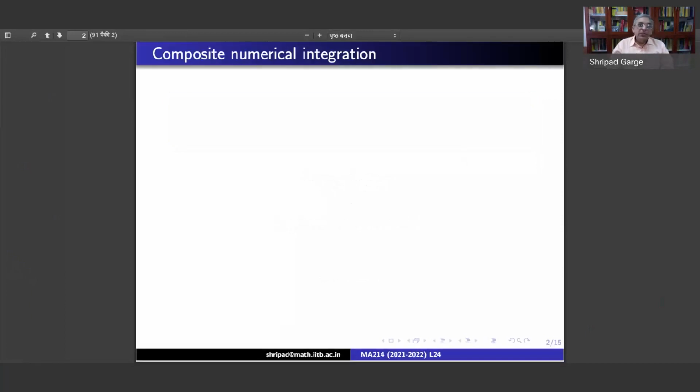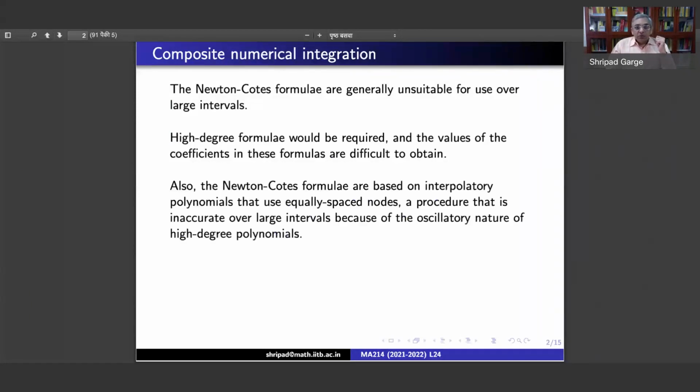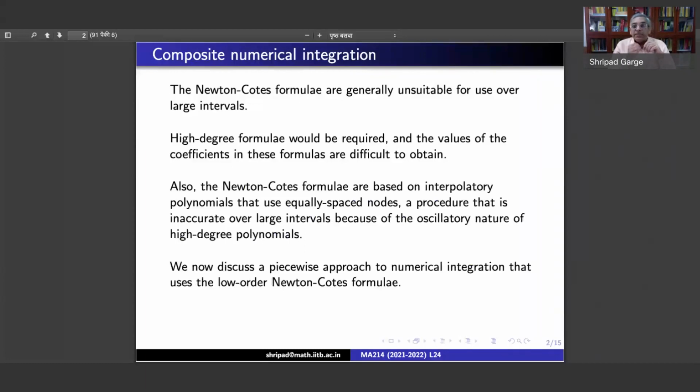So this is what leads us to the composite numerical integration. So these are normally unsuitable, the Newton Cotes formulae, whether you are taking the open ones or the closed ones. And high degree polynomials will be required if you're looking at large intervals, cutting the large intervals into several subintervals and then taking many nodes and interpolating with a high degree polynomial. So what we are going to do is a piecewise approach to these low order Newton Cotes formulae.